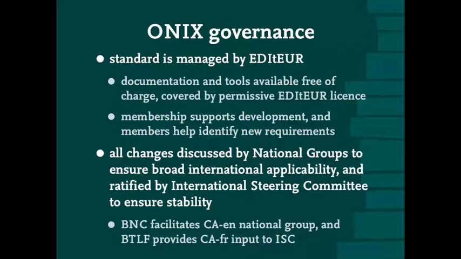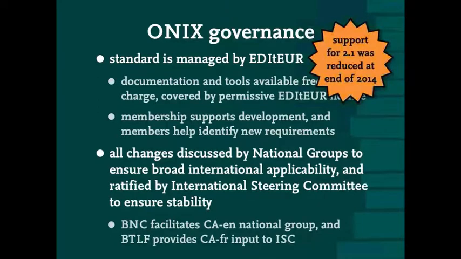And for big changes, there's a steering committee which is about ensuring the stability and defining the strategy for future versions of Onyx. Now, BookNet Canada facilitates a Canadian national group. And we also get input from BTLF, who facilitate a Canadian-French national group as well, into those steering committees and national groups. Now, just over 3 years ago, the national committees and the International Steering Committee agreed that support for version 2.1 could not simply go on forever. Version 3 has been out for a few years now, and the sunset date for version 2.1 was announced 3 years ago, and in fact has just happened. So certain elements of support that EDItEUR provides have now been removed.